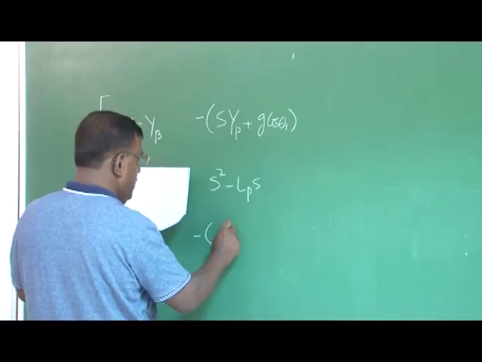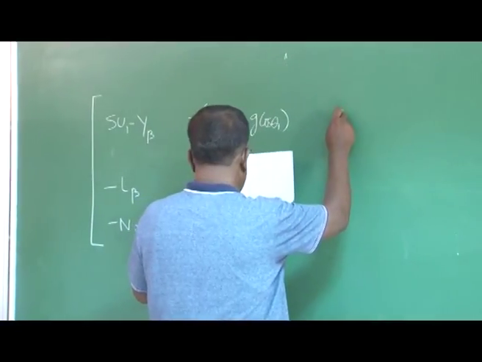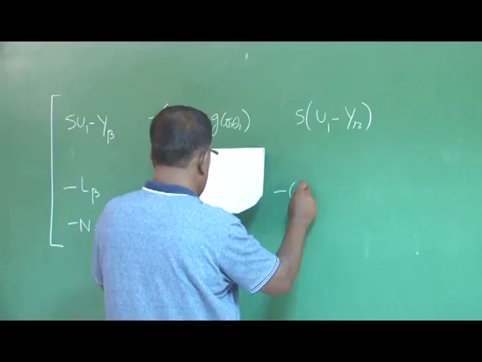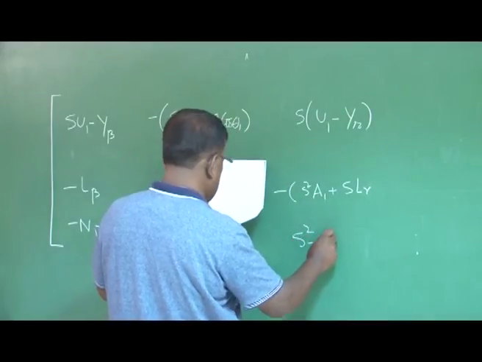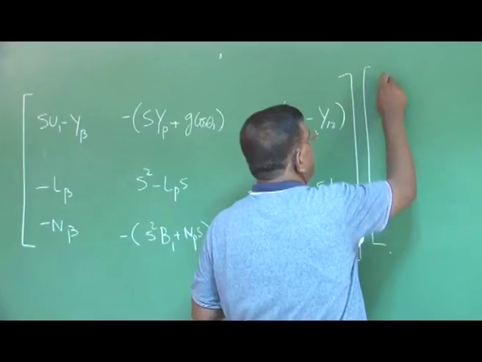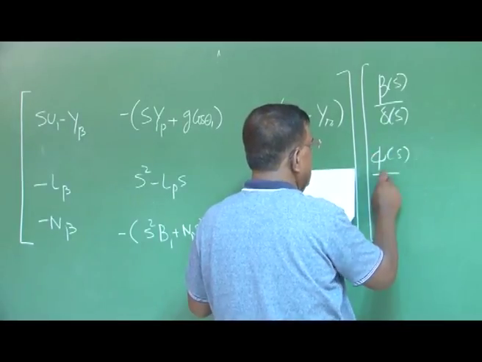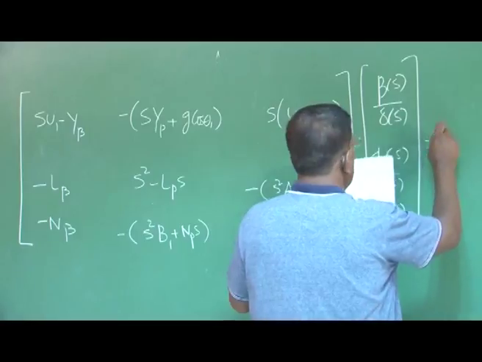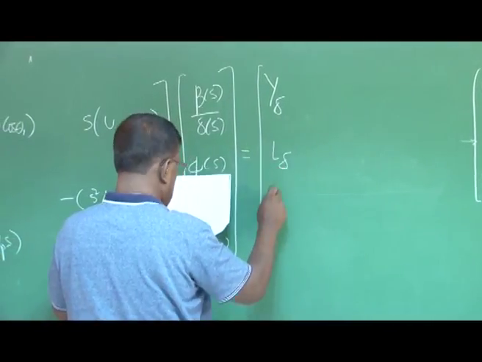Minus S square B1 plus NP S, and here it will be S, let me write this, YR minus S square A1 plus S LR, S square minus S NR, this into beta of S by delta of S, phi of S by delta of S, and psi of S by delta of S. This is equal to Y delta, then L delta rolling moment, and N delta.